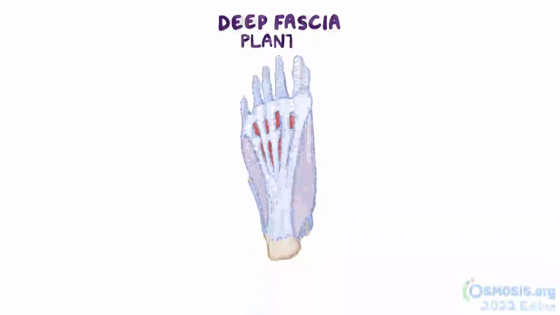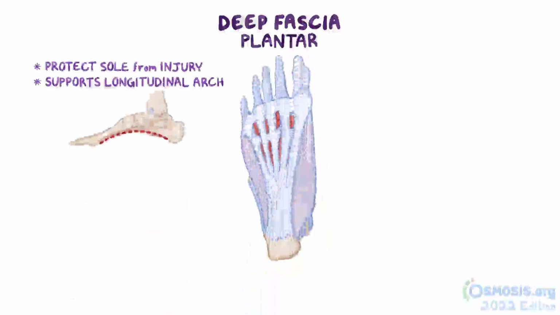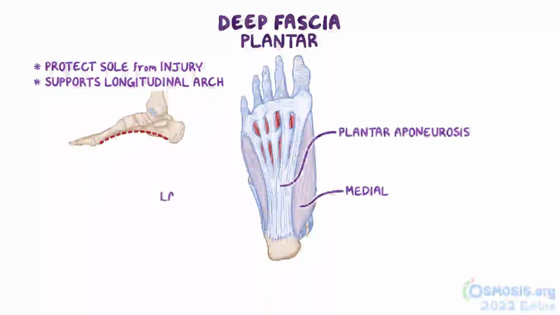Speaking of which, the plantar fascia on the plantar aspect of the foot helps protect the sole from injury and supports the longitudinal arches of the foot. It consists of a thick central part called the plantar aponeurosis and weaker medial and lateral parts.